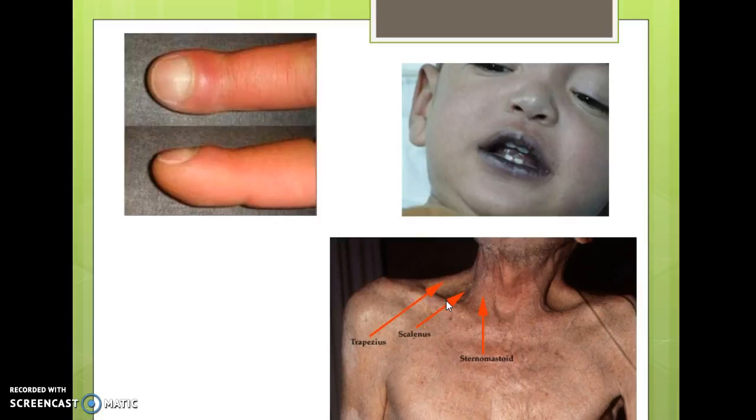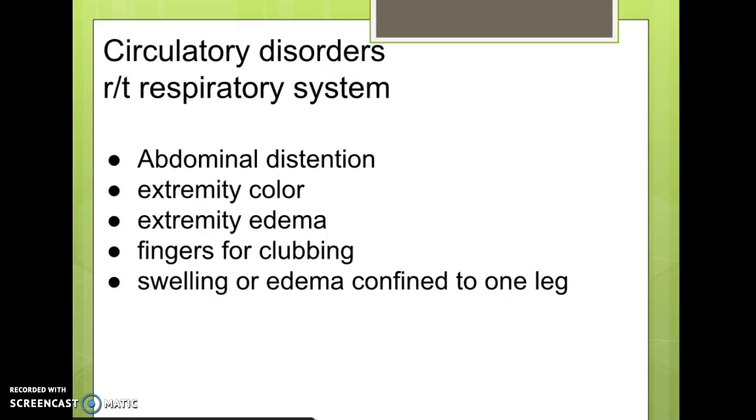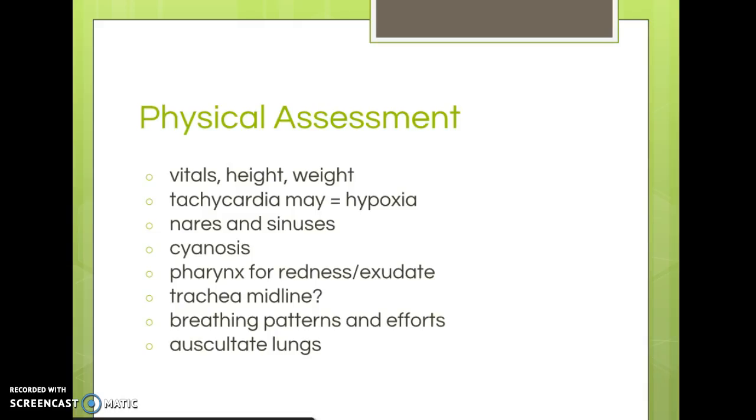Now, the diaphragm is not considered an accessory muscle. That's your main muscle of breathing. But these muscles right here, these are accessory muscles, and the use of those tells us that somebody is really having a hard time breathing. So that would make them have a lot of effort to breathe.